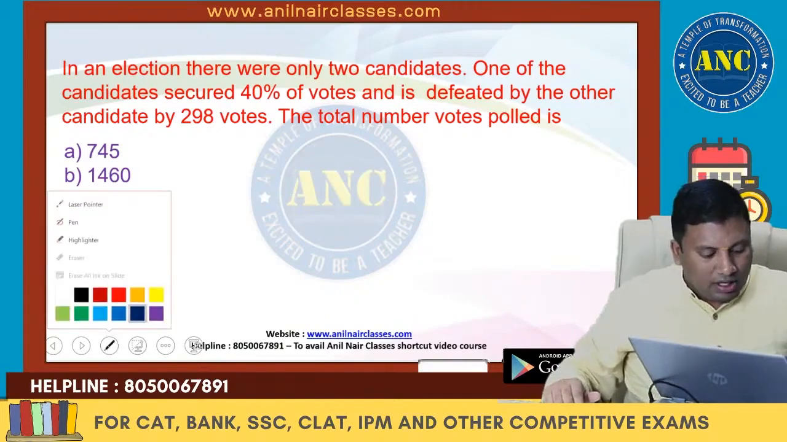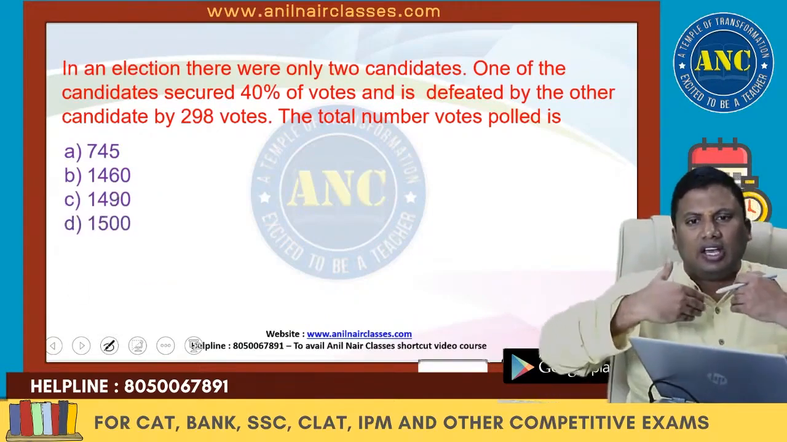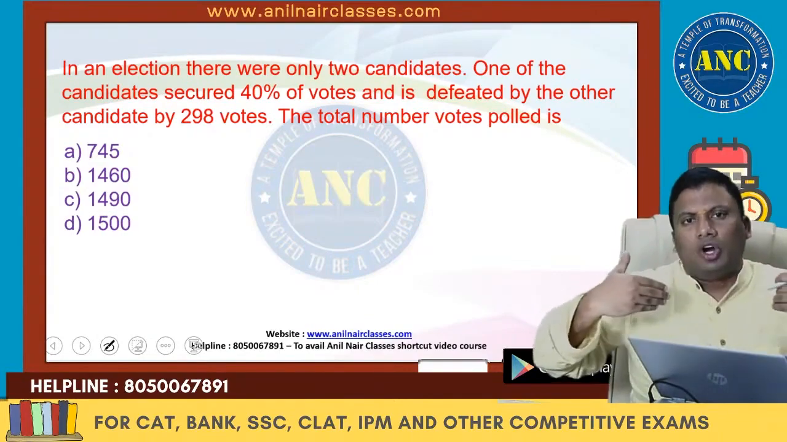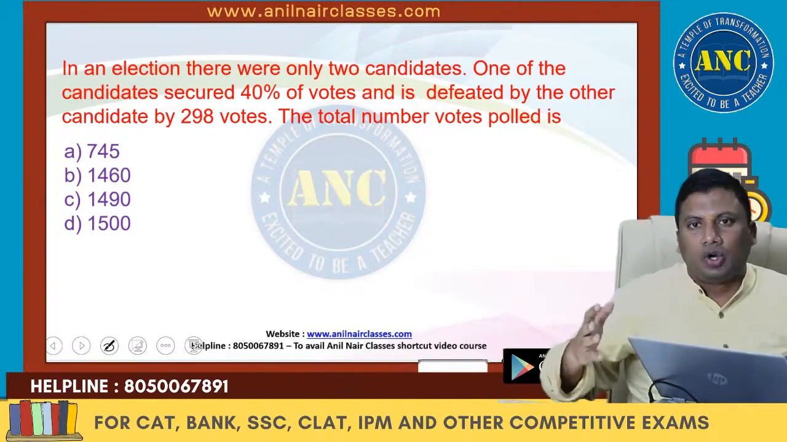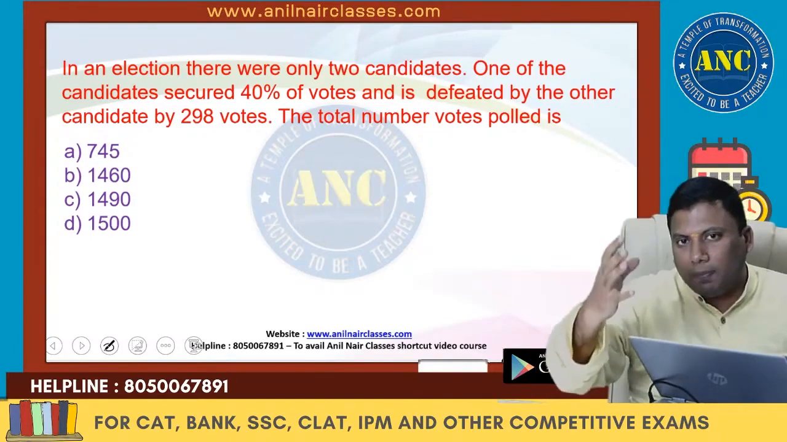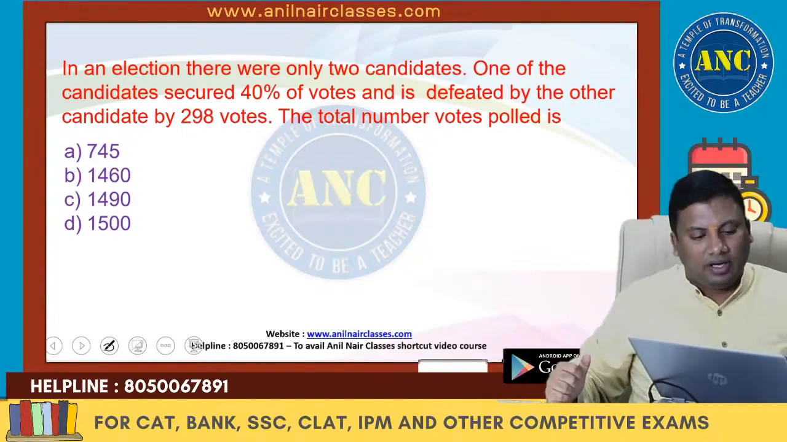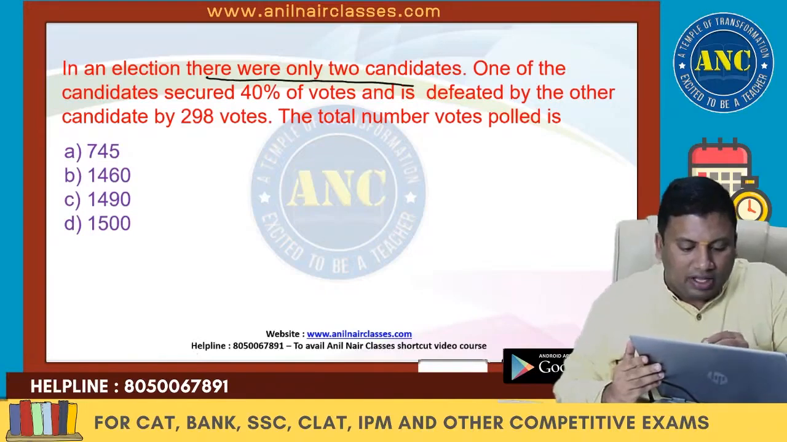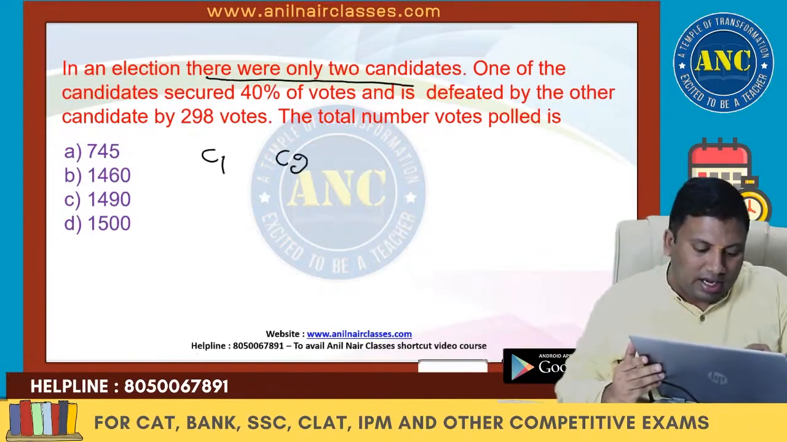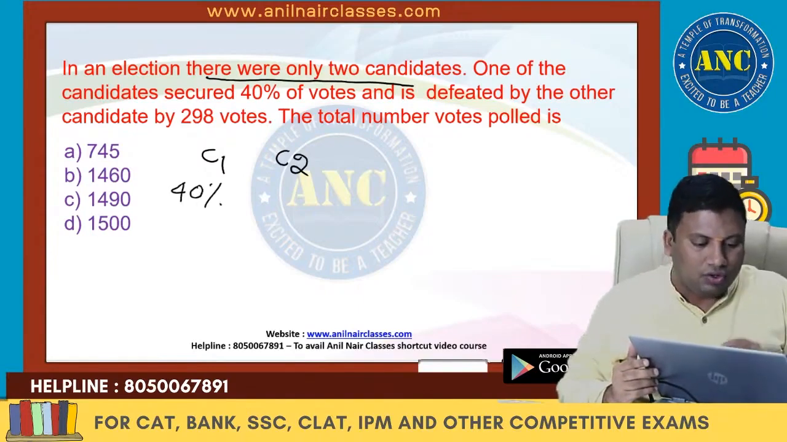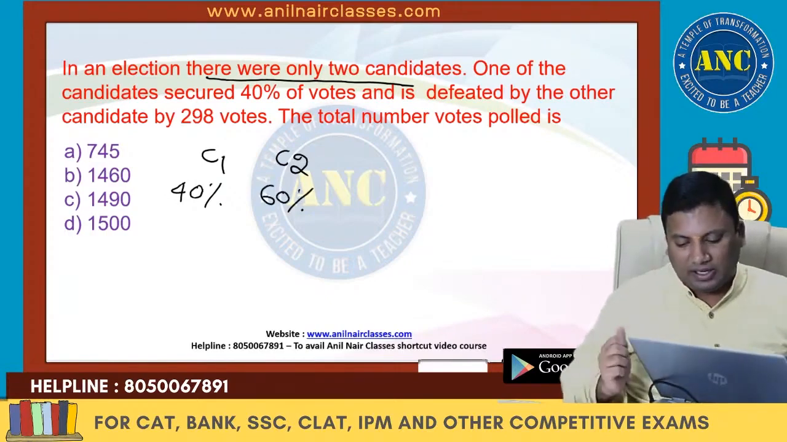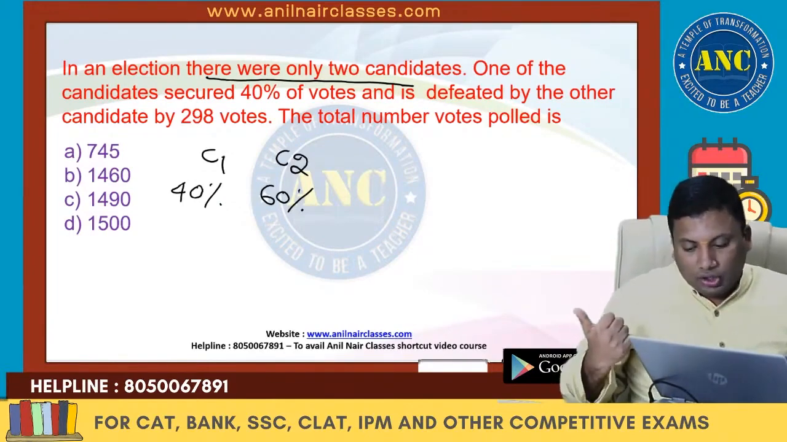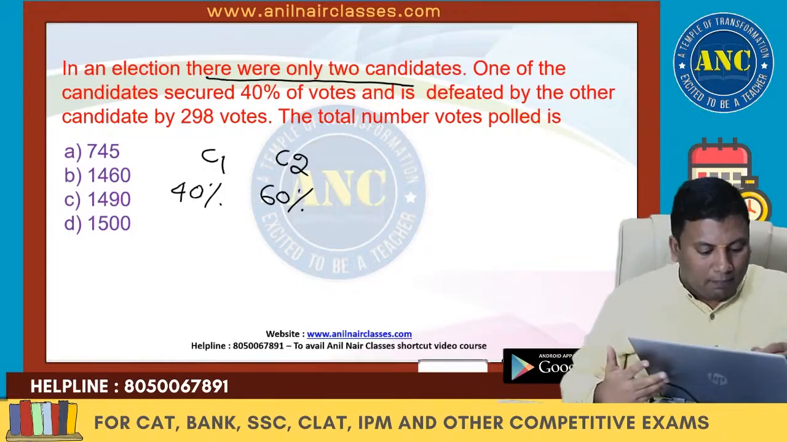Now see here, election. Anyway, for our enrolled students, I will discuss 12 to 16 hours only on percentages. You know very well that if I start a topic, I will go 100 feet down into it. In an election, there are two candidates, candidate 1 and candidate 2. One of the candidates secured 40% votes. So the remaining candidate 2 definitely secures 60%. Candidate 2 defeated candidate 1 by 298.